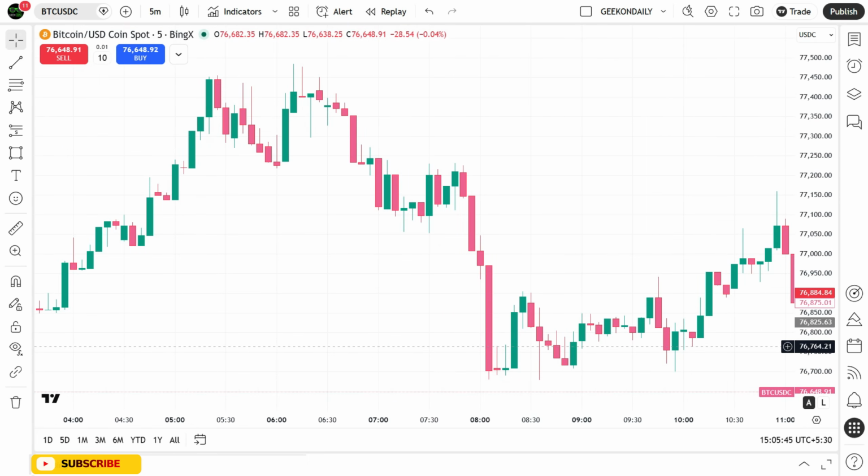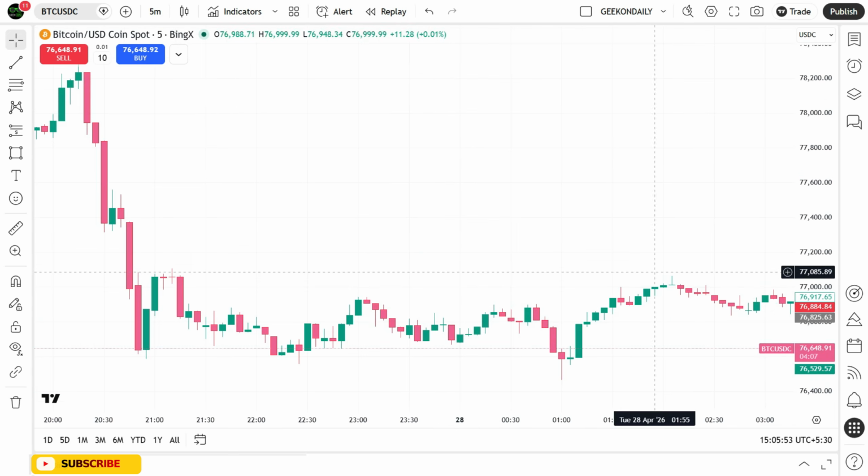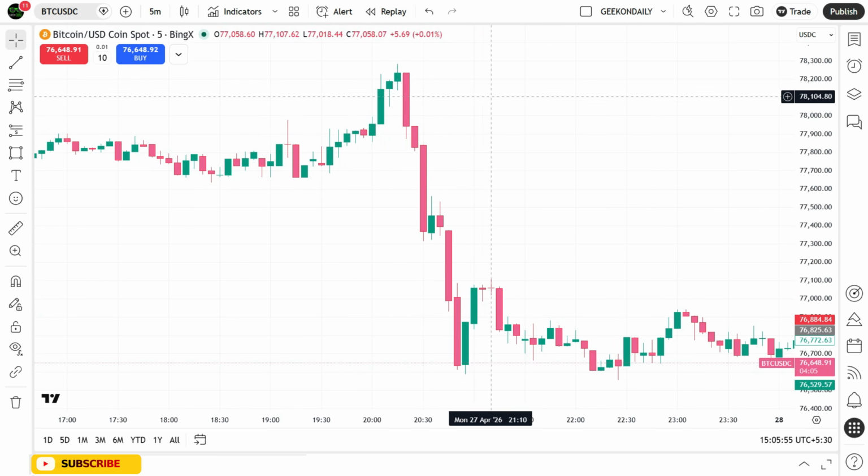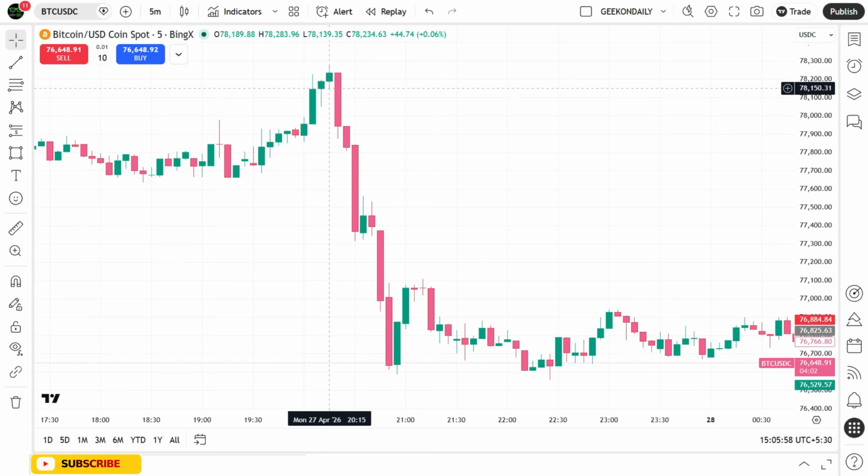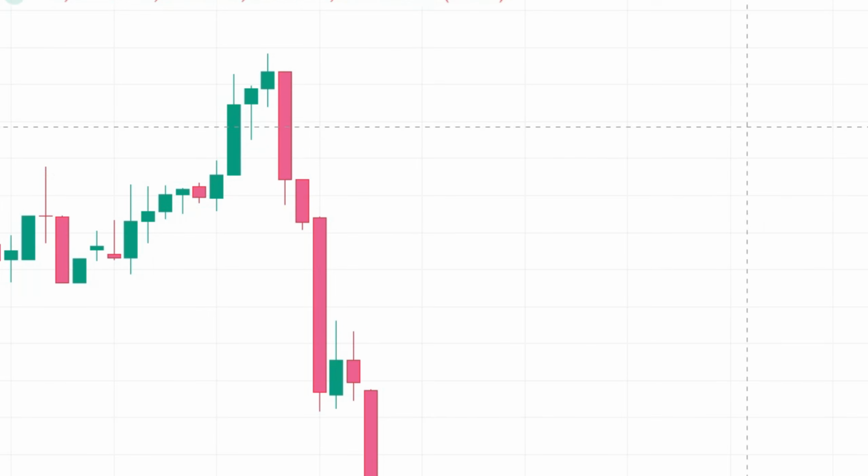This strategy is actually very simple once you understand what to look for. The main idea is to identify a strong move in price that creates an imbalance, where the market moves quickly and leaves behind an unfilled area. Let's break it down step by step in a clear way.